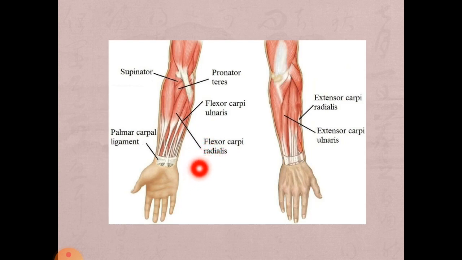Next, you have the extension, and for the extension you have the extensor carpi radialis and the extensor carpi ulnaris muscle.